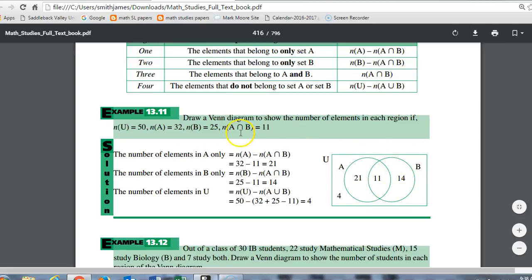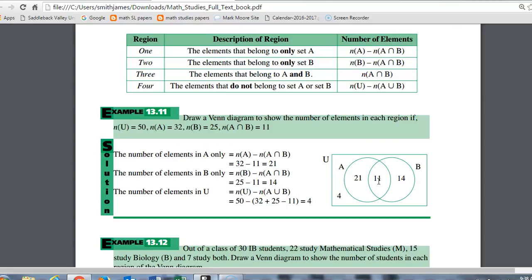And they tell us that A and B is 11. So that's what they have in common. When you go to fill out these numbers, the best place to start on a Venn diagram is in the middle and then work your way out. So I would start with what they have in common. So I see the 11 right there.